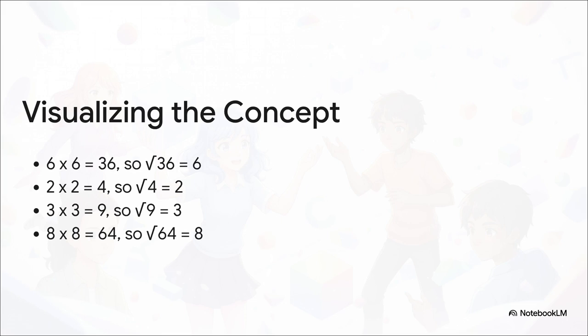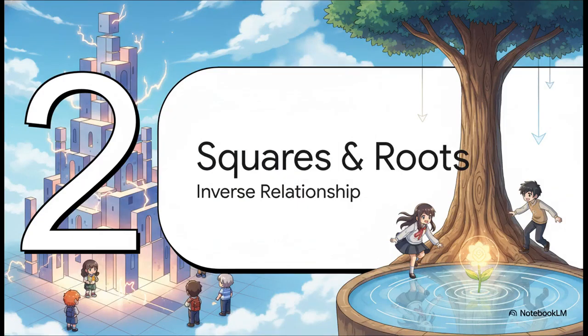2 times 2 is 4, so the square root of 4 is 2. 3 times 3 is 9, so the square root of 9 is 3. 8 times 8 is 64, meaning the square root of 64 is 8. Are you noticing a pattern here? Inside the root, we technically have 2 identical numbers multiplying, but we only pull a single one out as our final answer.